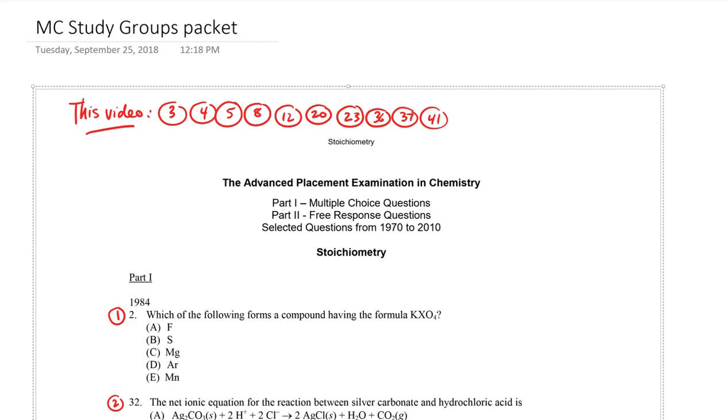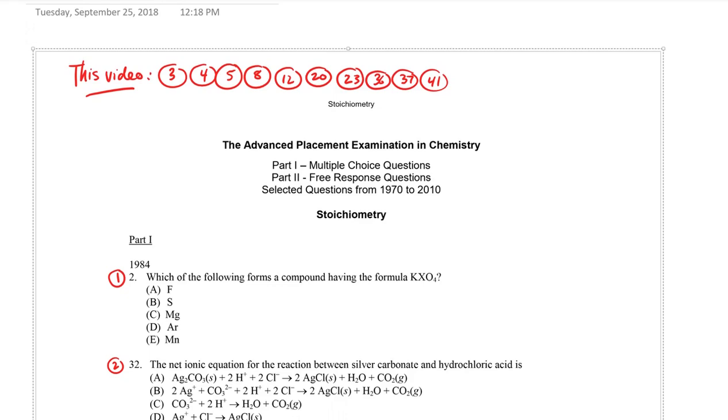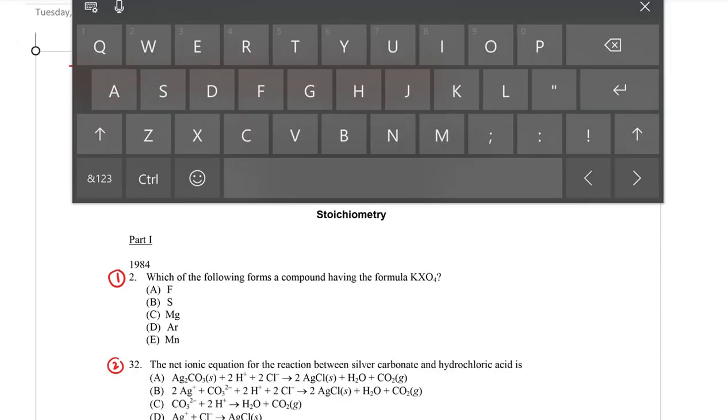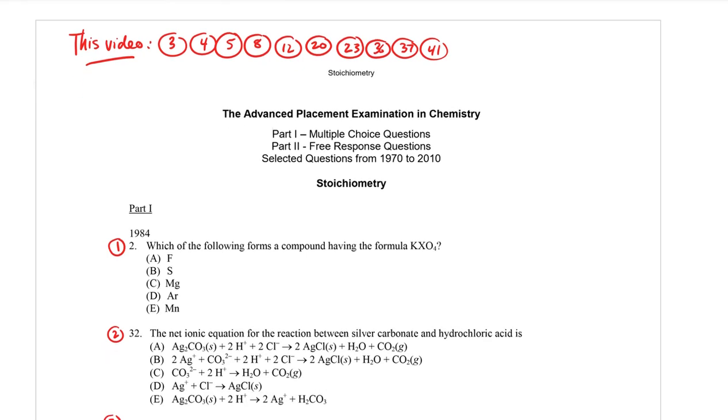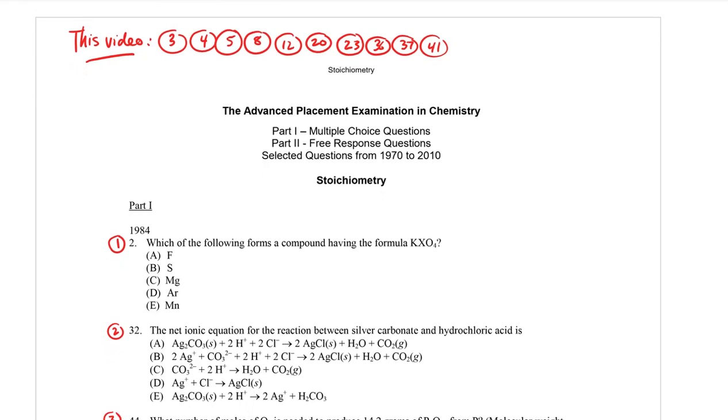Hello everybody, and this is a packet of multiple choice questions on stoichiometry that you should have received in class not too long ago. This is a compilation of multiple choice items from over the course of about 40 years in old exams, as you see at the top of the document there, from 1970 to 2010.